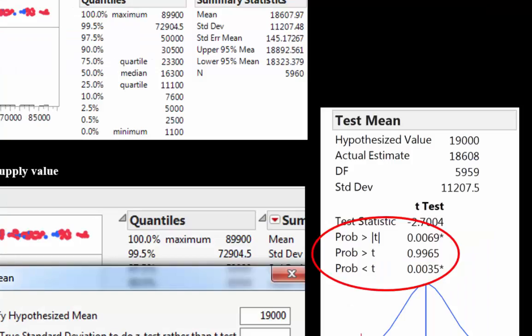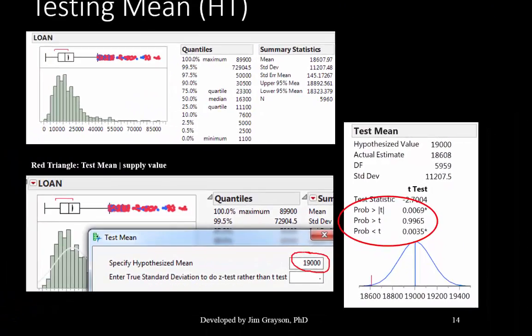So again, with the loan data, if we were to say a hypothesized mean of 19,000, and if I wanted to test whether our null would be that the mean is equal to 19,000, our alternate would be H sub A that the mean is not equal to 19,000, and that would be a two-tailed test, and we would be looking at this value, and for this we would reject the null and accept the alternate that the mean isn't 19,000, and here's the probability of that type 1 error, that p-value.